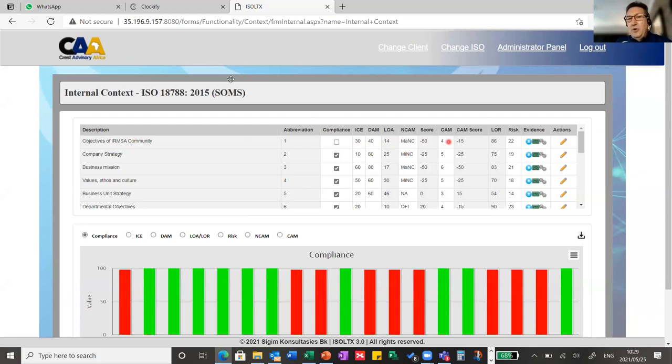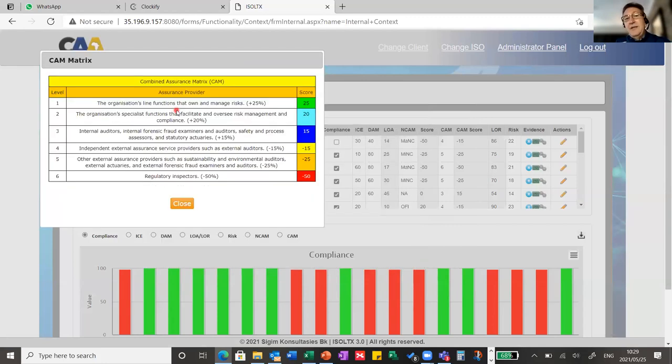And then we are looking at your combined assurance matrix. Now you can go and look at principle 15 of King 4, and it is stipulated just as it is there. Level 1 is your line function. Level 2 is your organization's specialist functions. That is a risk manager, a quality manager, a safety manager. It is all specialist functions that is contributing to the assurance profile of the company. Level 3 has to do with your internal auditors. 4 is your external auditors. 5 is your fraud examiners. And 6 is a regulatory power or authority that can come in there and take your license away.